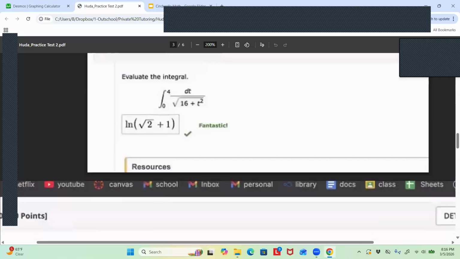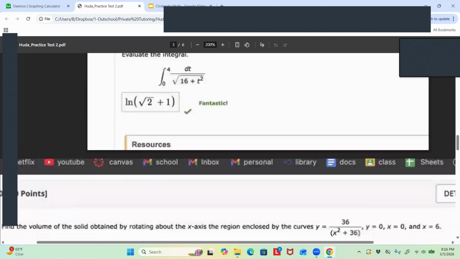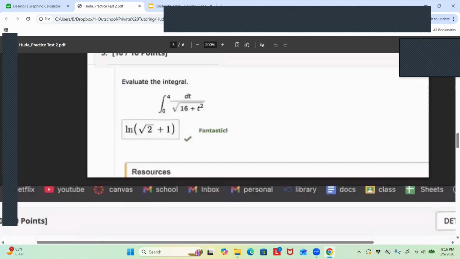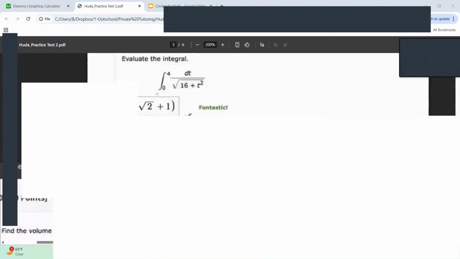Coming to number 5. This one is a mess. Okay, right here, evaluate the integral. This is going to use a trig substitution. I won't say 100% of the time, but a lot of the time when you see a plus in this situation, you're going to do a tan substitution. And you're going to take the square root of this number. So that would be 4.